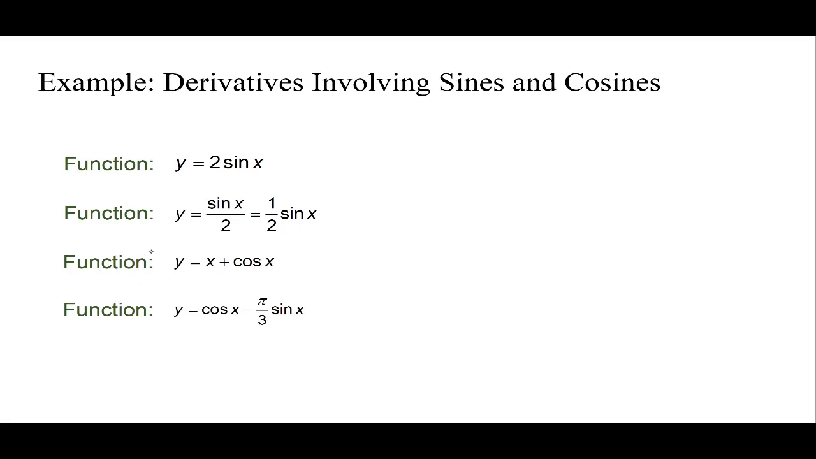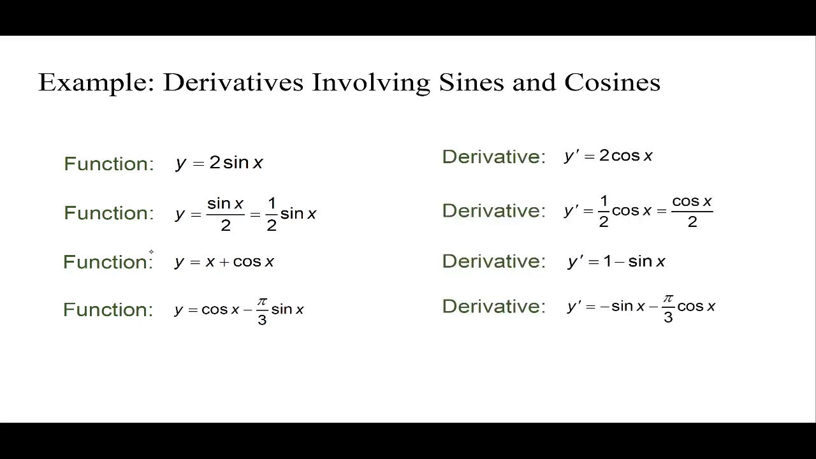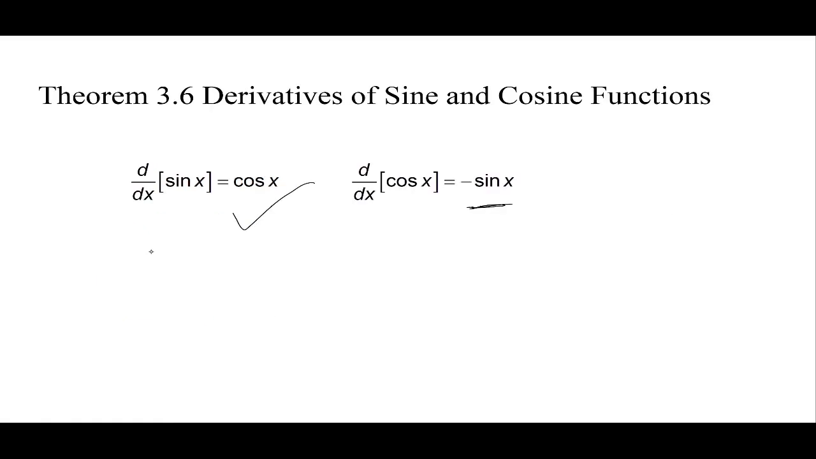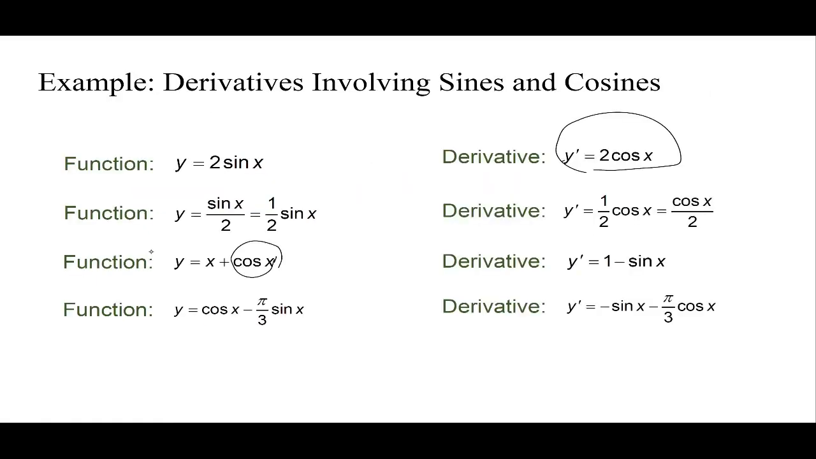Now, what is the derivative of 2 sine x? It's 2 times the derivative of sine x, which is cosine x. So if you use that fact here, the derivative of this one is 2 times cosine x. The derivative of this one is half times cosine x. The derivative of this one is the derivative of x, which is 1, minus, which is coming from the derivative of cosine x, because the derivative of cosine x is negative sine x. Okay, eventually the derivative of cosine x is negative sine x. Minus pi over 3 is just a constant. The derivative of sine x is cosine x.